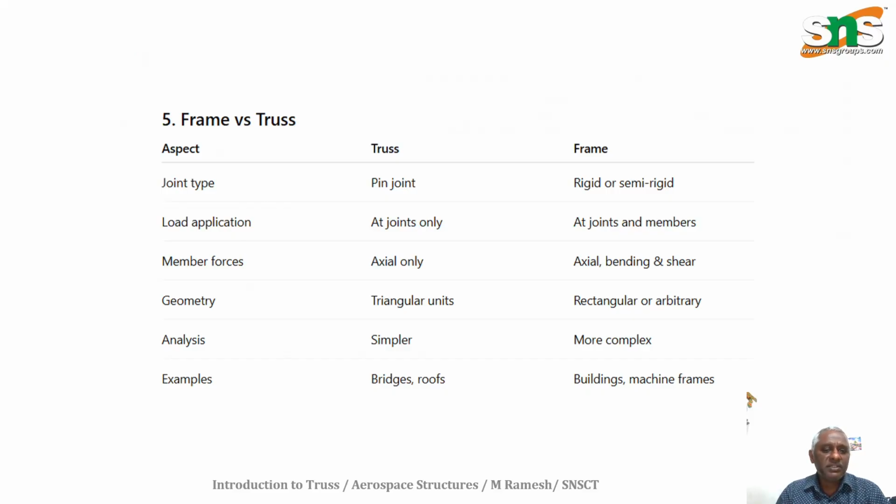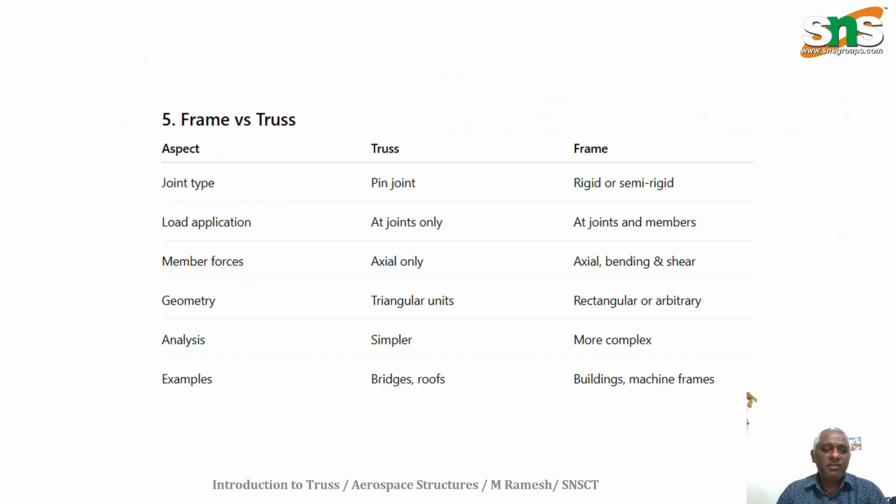What about the geometry? In a truss, triangular units are taken into account for stability purposes. But for a frame, it need not be a triangle; a rectangular or any arbitrary shape can be taken, and a frame can be formed from it.